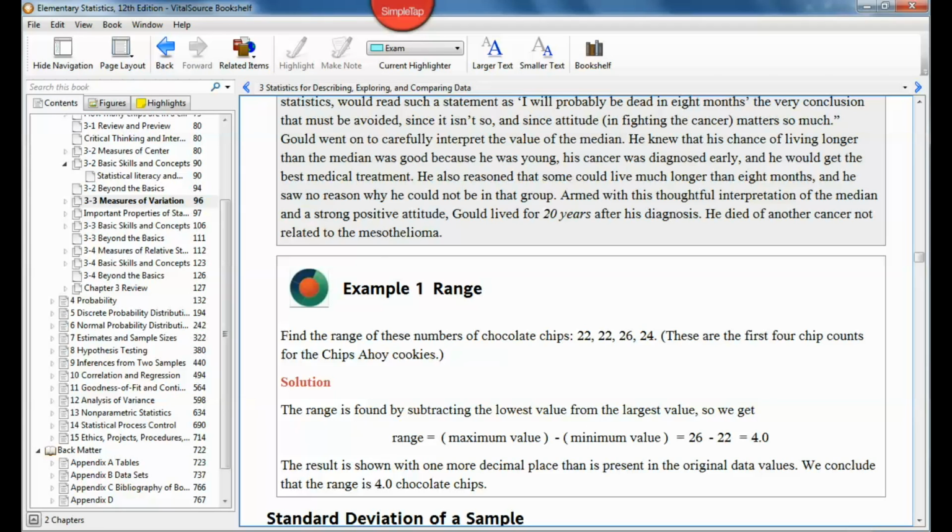So how do we find the range again? You see right here we have 4 data items, chocolate chips. Take the largest data item, 26, subtract the smallest data item, 22, and you get a range of 4.0.